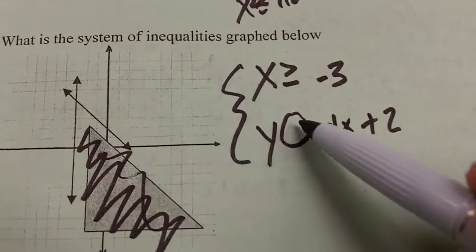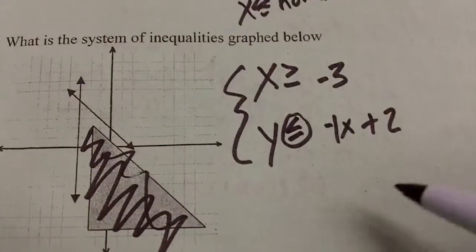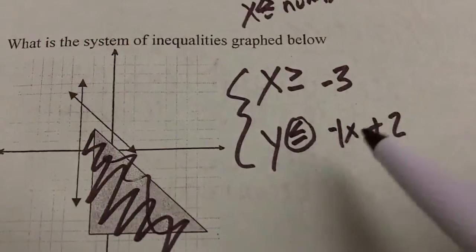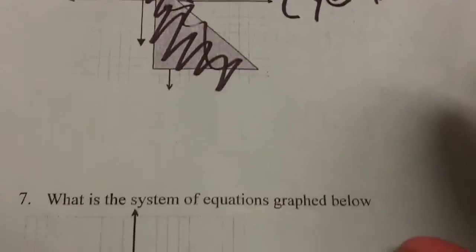I've shaded below and it's a solid line. Shaded below, solid. And y is less than or equal to negative 1x plus 2. You can write that as negative x. You don't have to put the negative 1. And that's the answer. That's the system of inequalities.